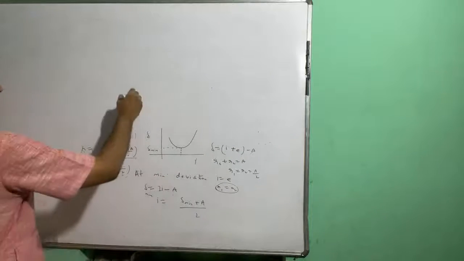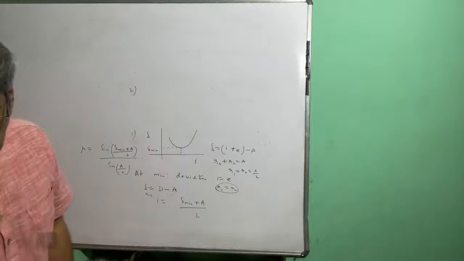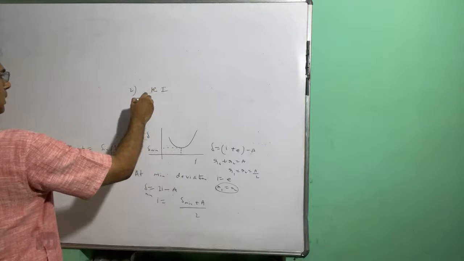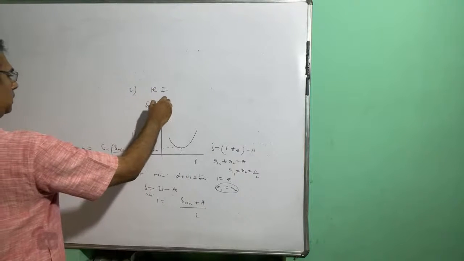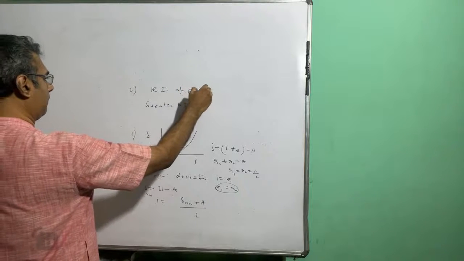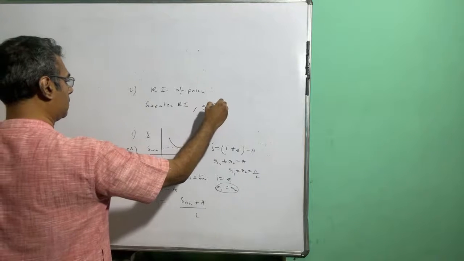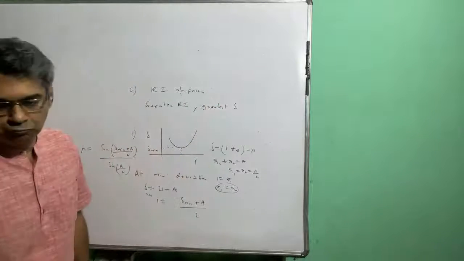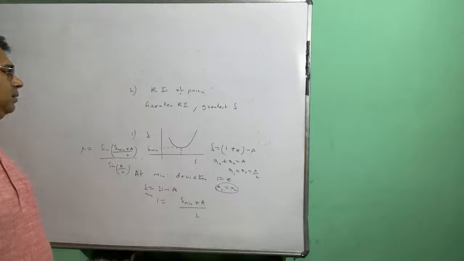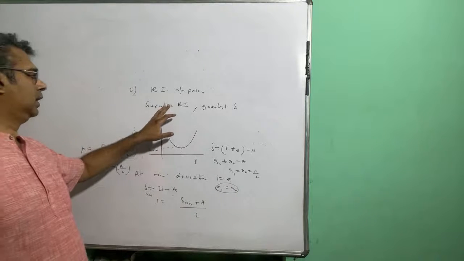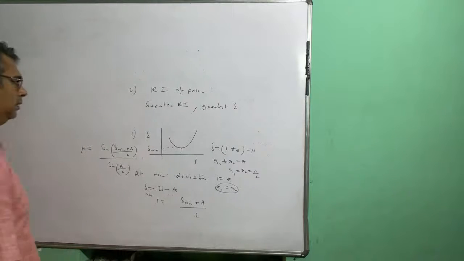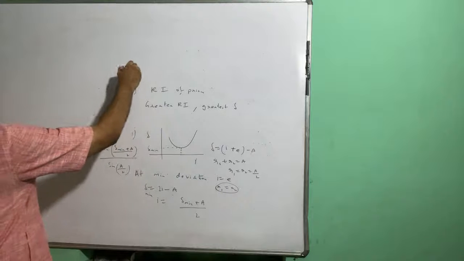Okay, the number two factor is the refractive index of the prism. Greater the refractive index, greater is the deviation. So this is factor number 2: greater is the refractive index, greater is the deviation.